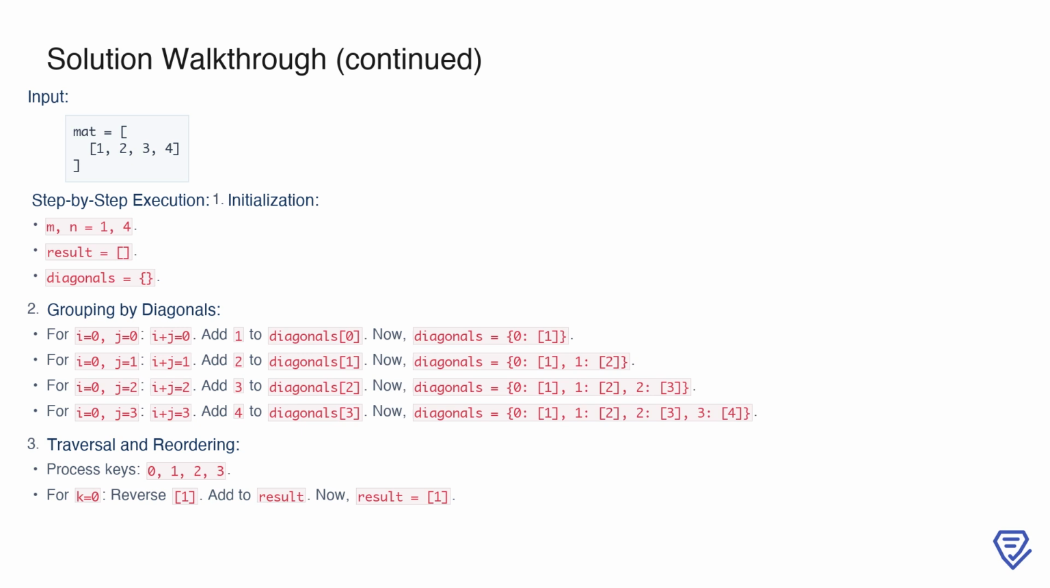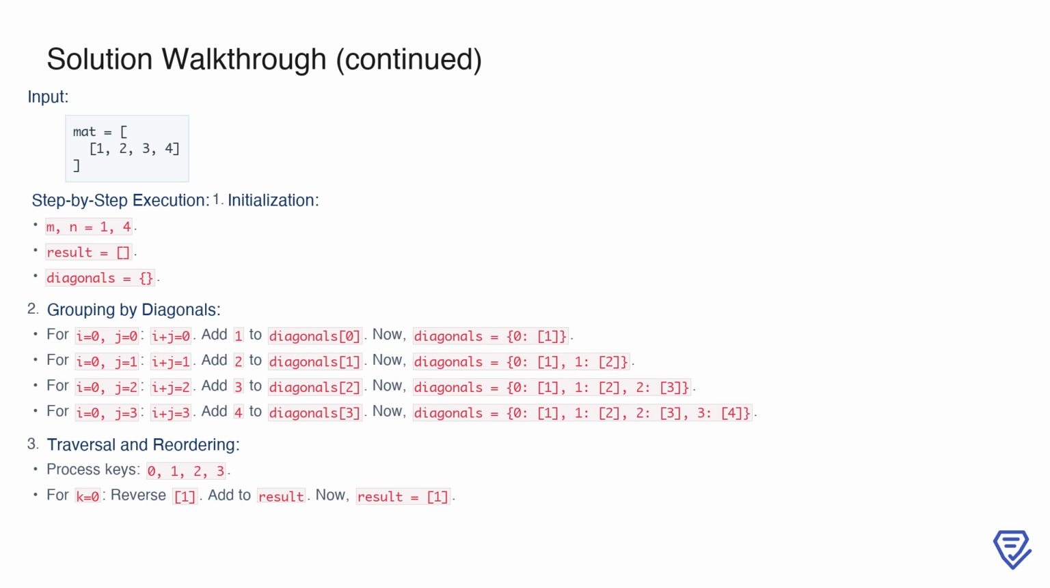For i equals 0, j equals 0, the sum i plus j is 0, so 1 is added to diagonals[0]. For i equals 0, j equals 1, the sum is 1, so 2 is added to diagonals[1]. For i equals 0, j equals 2, the sum is 2, so 3 is added to diagonals[2]. Finally, for i equals 0, j equals 3, the sum is 3, so 4 is added to diagonals[3]. At this point, diagonals contains 0: 1, 1: 2, 2: 3, 3: 4.